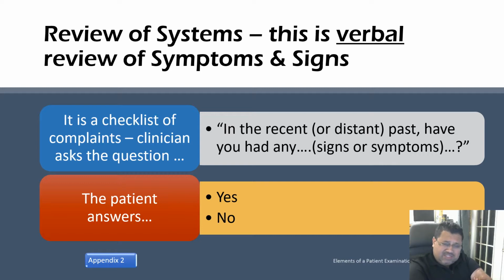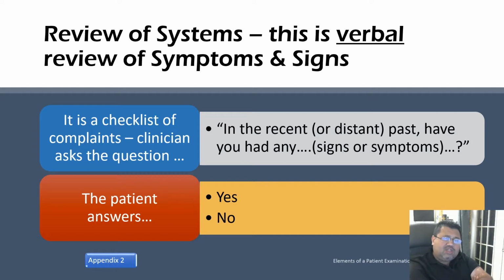Again, this is basically a yes or no question, and this type of questioning is not related to the examination. When we come down to examination, there's a whole different set of things to do, but they are not verbal questioning. Please make sure you understand that review of systems is verbal questioning of complaints, and in examination, you don't ask any questions, you actually examine for things.